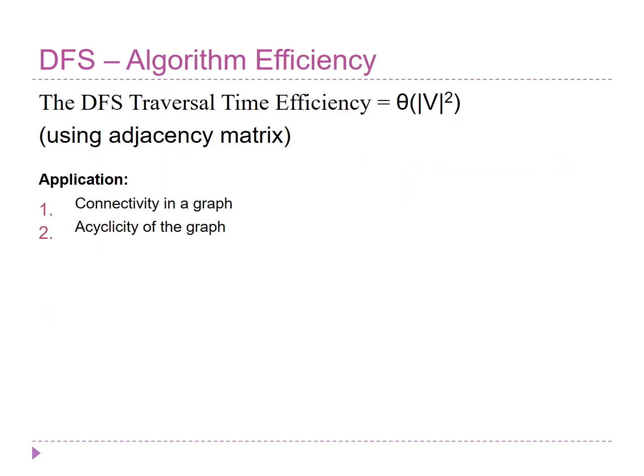The time complexity of the depth first search algorithm is theta of V squared, where V represents the number of vertices in the graph. This time complexity is obtained when the input graph is represented as an adjacency matrix. Two important applications of depth first traversal are to find the connectivity in a graph and the acyclicity of the graph.